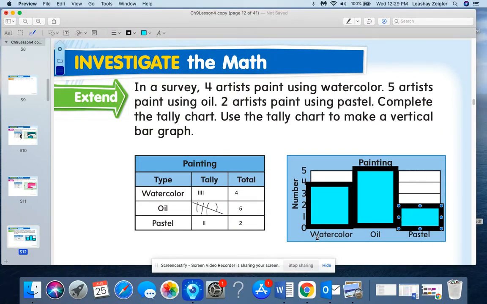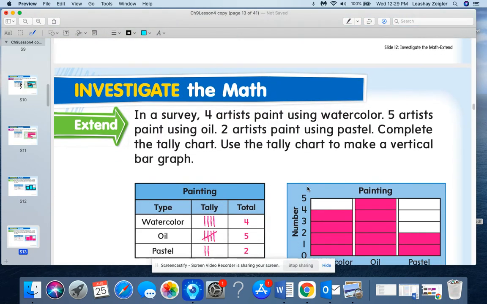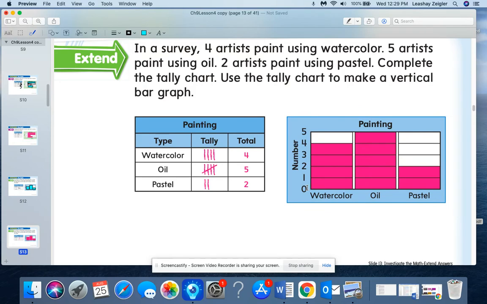So notice my watercolor is up to 4. My oil is up to 5. And my pastel is up to 2. That's how you do the vertical or up and down bar graph. And a prettier version would look like this.